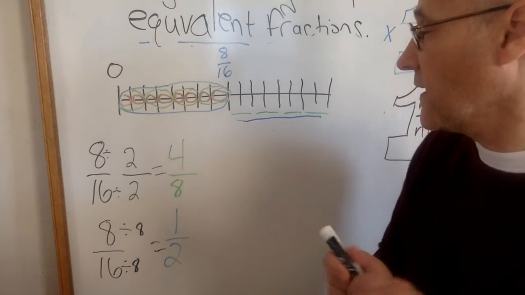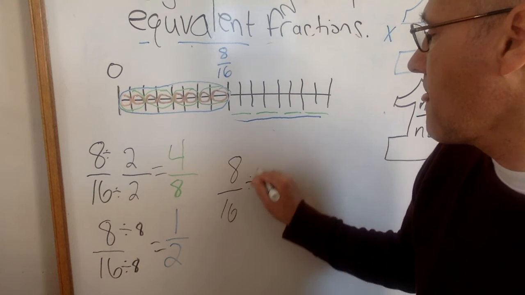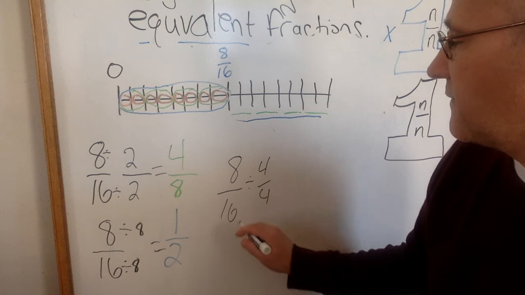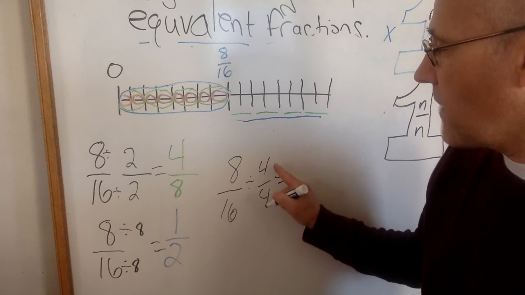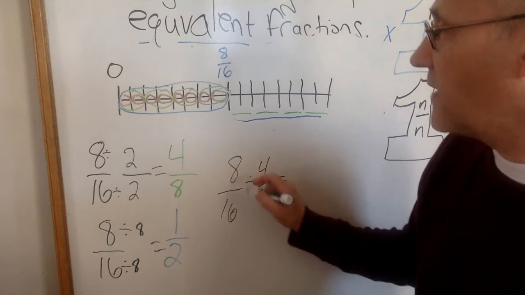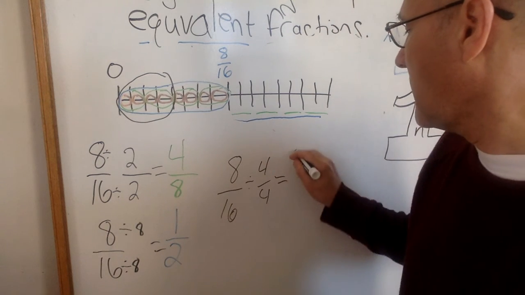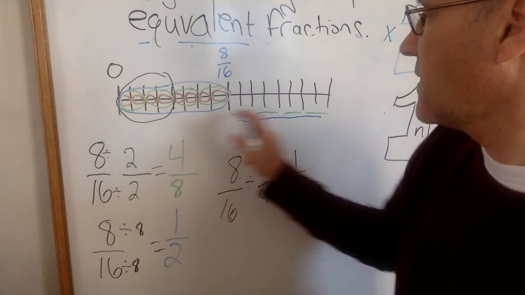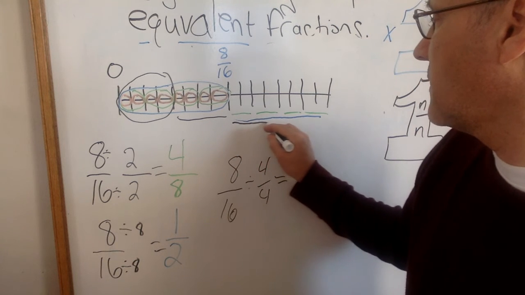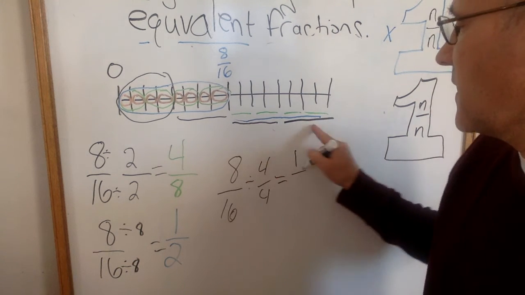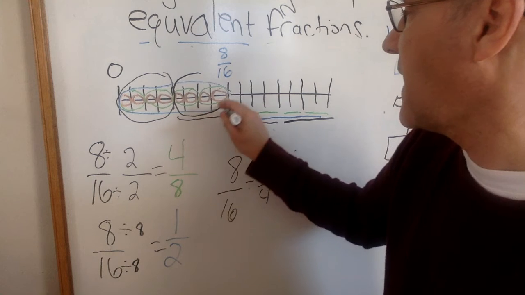I realized I kind of skipped one. Another thing I could have done is divided both of them by 4. I could have taken my 8/16 and divided it by 1 in the form of 4/4. How many 4s in these 8? There is 1 4 in those 8s. How many 4s are in all 16? 1, 2, 3, 4 4s. Sorry, there's 2 4s in 8.